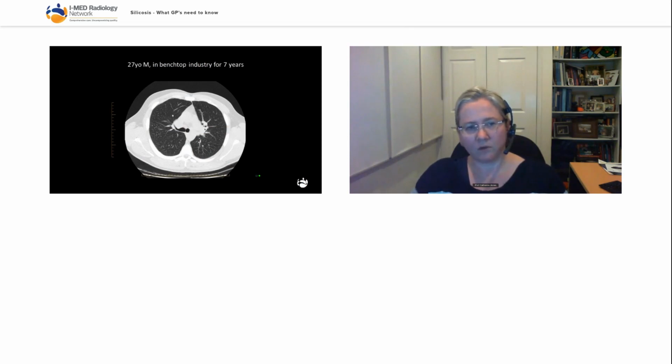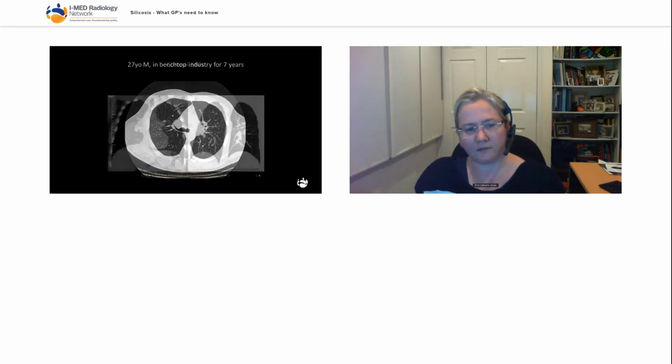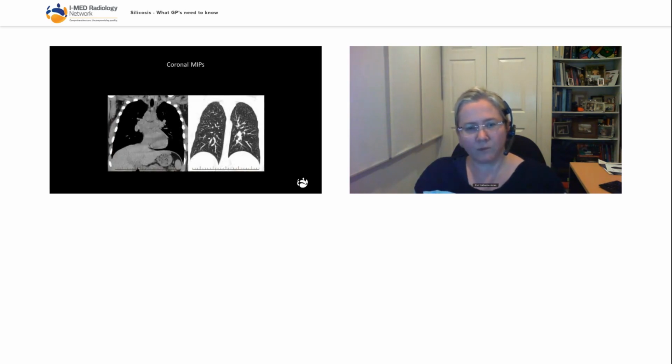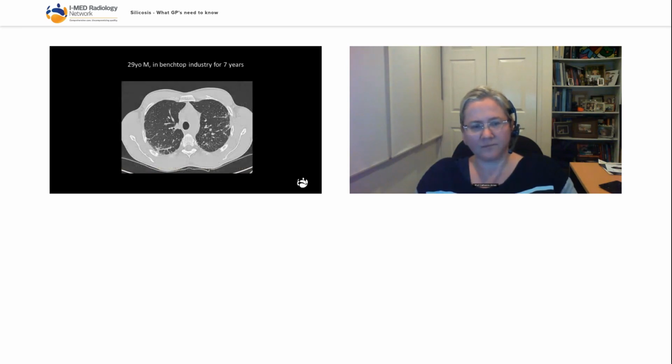Here's a 27-year-old who had been exposed to the dust in the benchtop industry for about 7 years. And he has a number of small nodules throughout his lungs. When we look at it again from the coronal perspective, we can see many enlarged nodes on the image on the left. And on the image on the right, we can see tiny little dots all the way through the lungs that really shouldn't be there. So this is a clear case of silicosis.